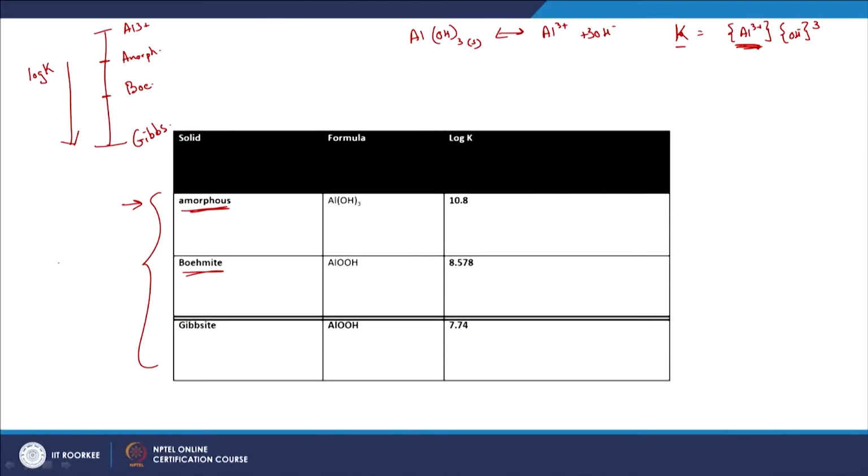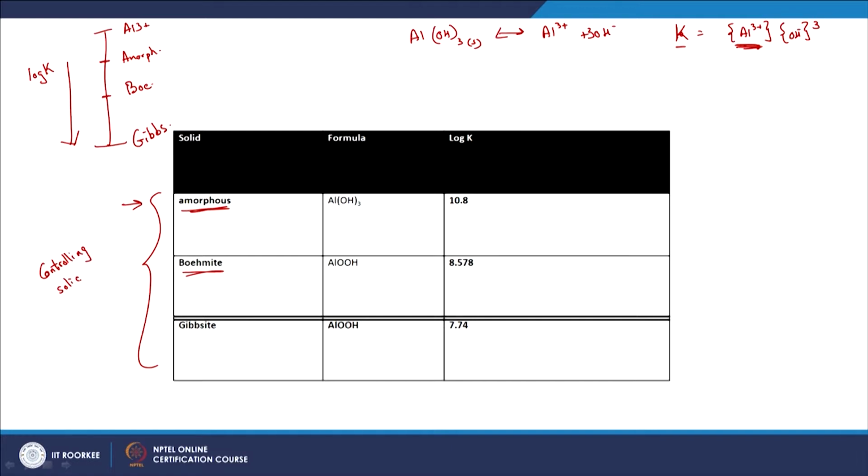So, again as K keeps decreasing, you see that the Al3+ concentration too keeps decreasing, yes. So, what does that mean? That means when Gibbsite is the predominant or controlling solid, the Al3+ concentration would be the minimum compared to the other two cases, right. So, that is what we are trying to understand here, and that is why you need to know the controlling solid.